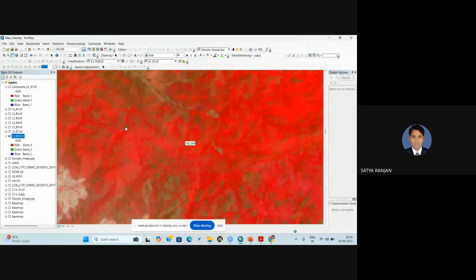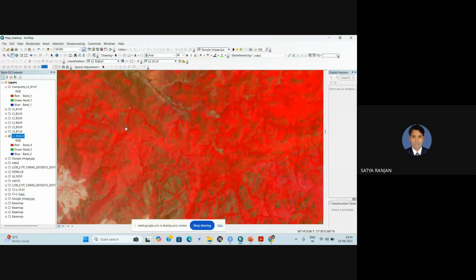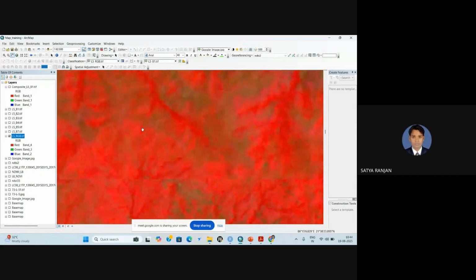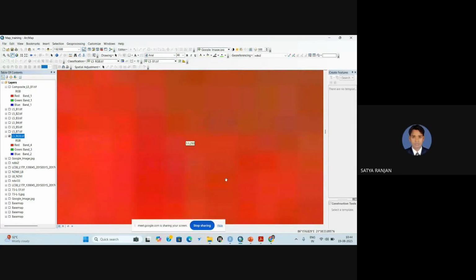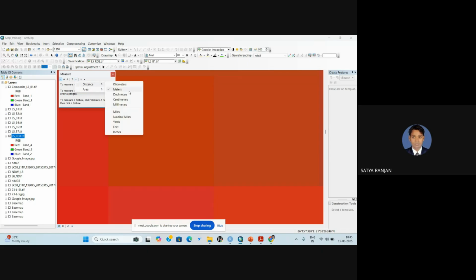The spatial resolution of Landsat 5 is 30 meters. If we measure each pixel, its distance from one dimension to the other is 30 meters. So it looks like 30 meters by 30 meters.